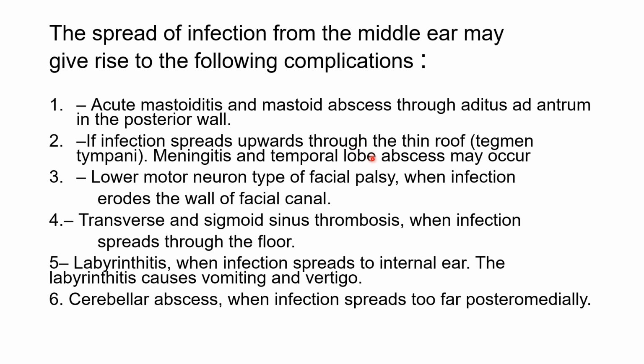Yes, then it can cause facial palsy of the lower motor neuron type because the facial canal is eroding. And we saw that posteriorly lies the sigmoid sinus, posterior to the mastoid antrum. So there will be thrombosis in the sigmoid sinus. The sigmoid sinus is nothing but a vascular structure, a venous structure. So it will have thrombosis, and the infection will spread all over the floor of the middle ear wall.